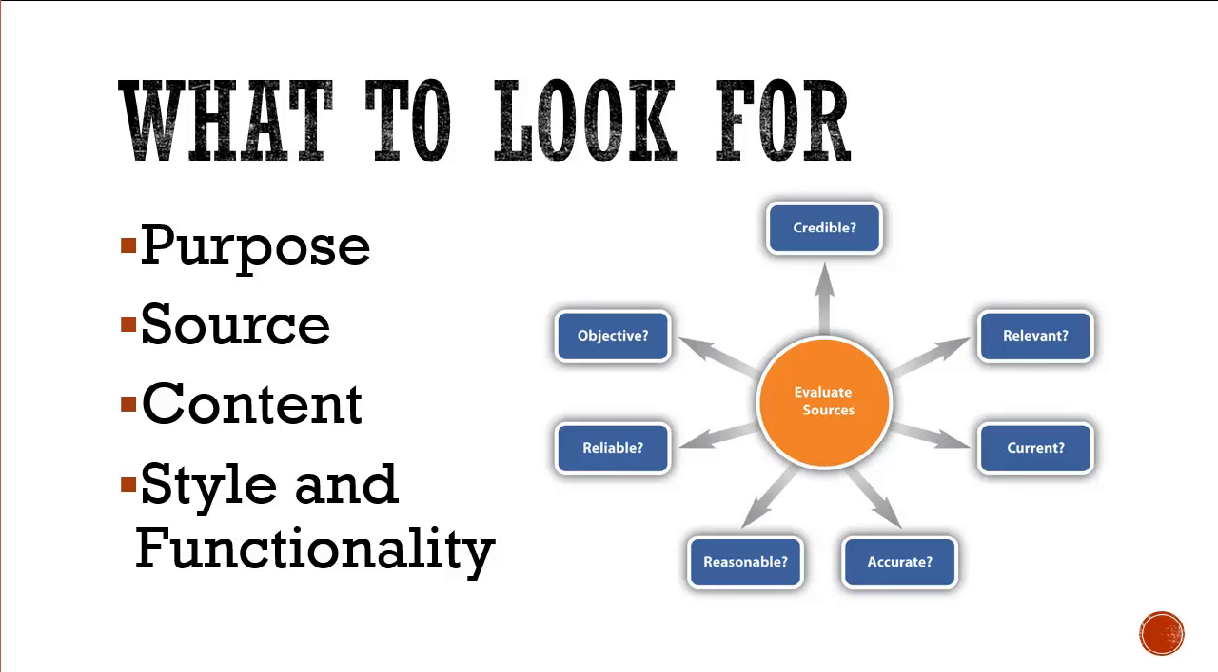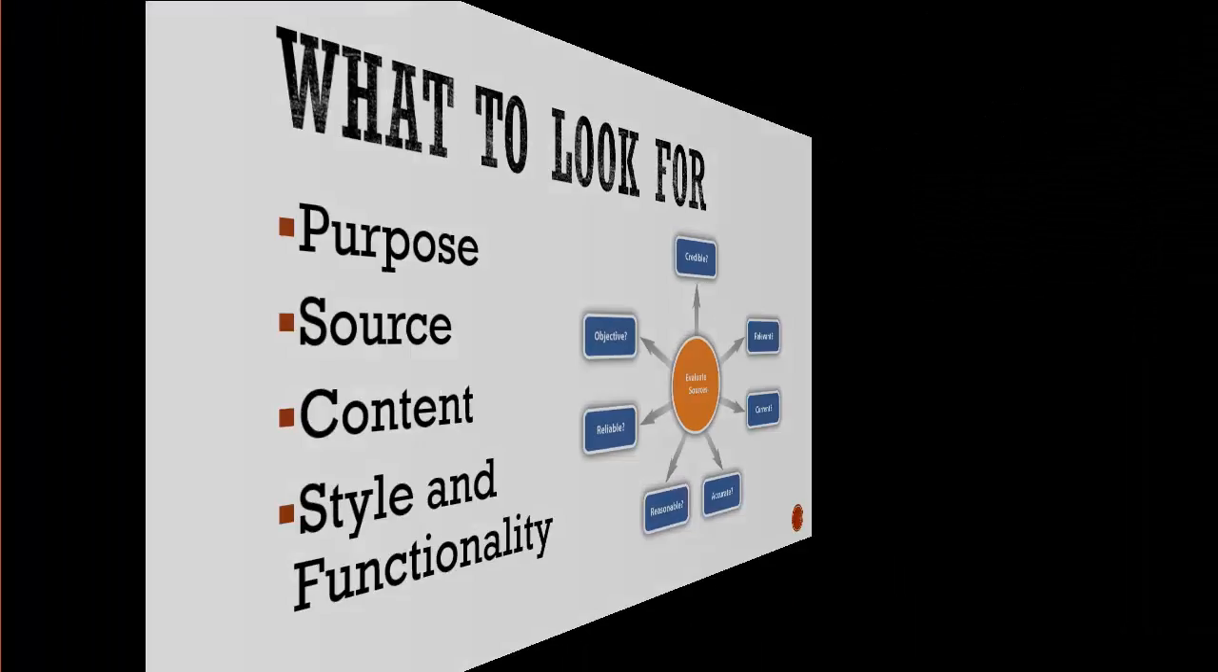Because we're doing preliminary research, we don't have a lot of time to really dig into what we're looking at. So I just want to give you a way to give it a cursory look so that you can decide if it's worth looking at in more detail later. Okay, we can narrow that all down into categories: purpose, source, content, style, and function. Let's take a look at these.